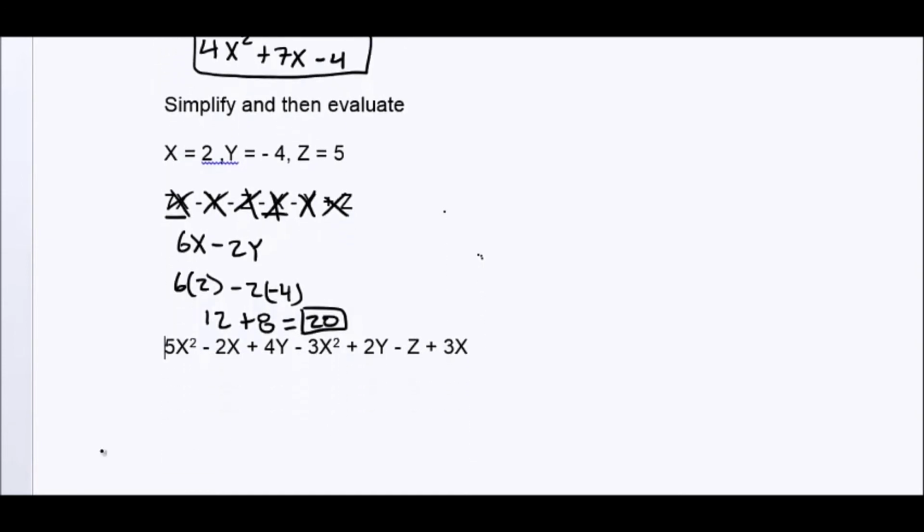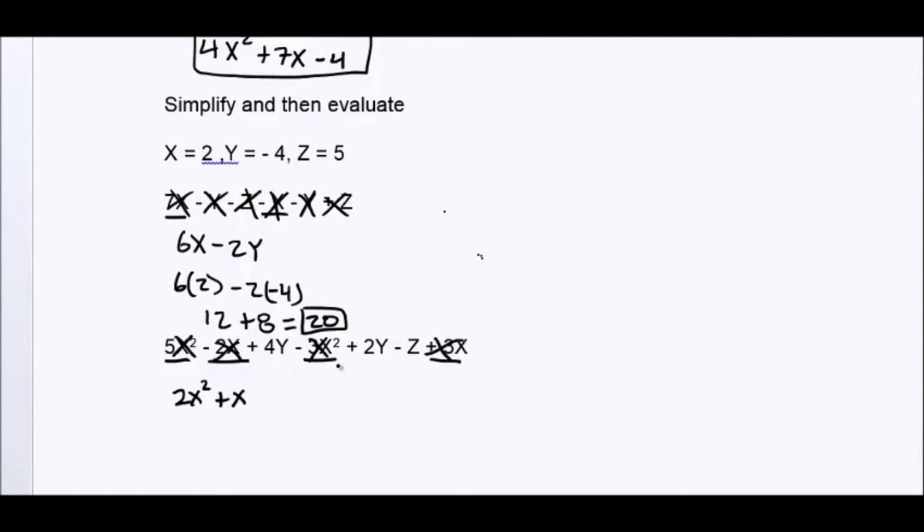Alright, our next one. This one has exponents. So first we're going to combine like terms. We're going to simplify. So we have 5x squared minus 3x squared, which is 2x squared. Cross those babies out. Okay, so I have negative 2x plus 3x. That is just 1x. 1x is the same as just x. So I don't have to put the 1x there. So cross those babies out.